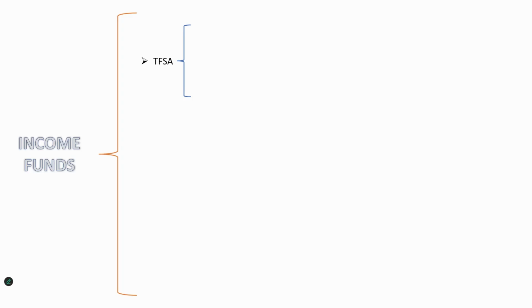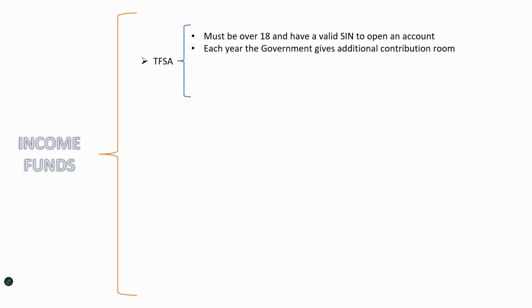It is an account that you can open if you have a valid SIN and you're over 18 years old. Each year the government gives additional contribution room, so it's different from RSP. RSP was based on how much you made the year before. But TFSA is not based on your job or your income. It's basically whatever the government announces. If you want to go back, again, OAS has nothing to do with you working.